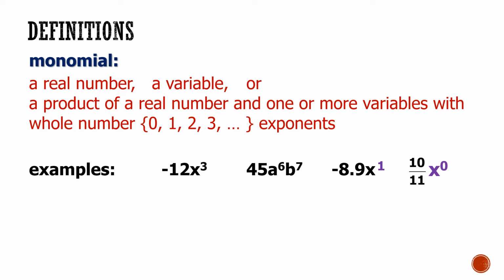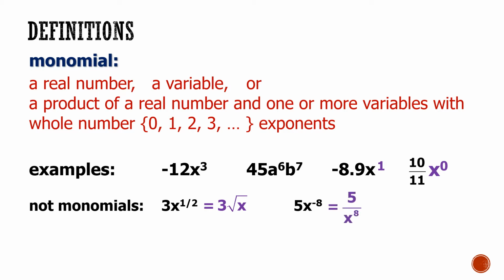Now some examples that are not monomials would include 3x to the half, because we have a fractional exponent, and 5x to the negative 8th, because we have a negative exponent. Just remember that 3x to the half is actually 3 times the square root of x, just as 5x to the negative 8th is actually 5 over x to the 8th.